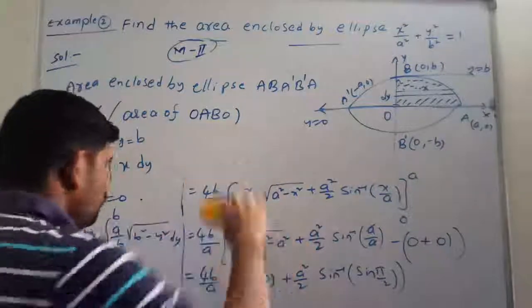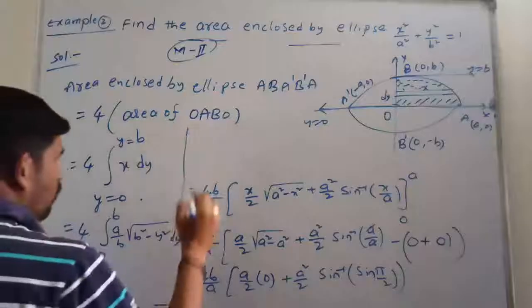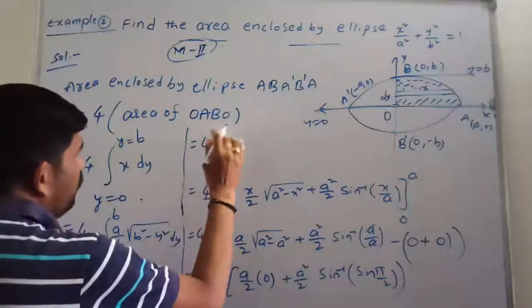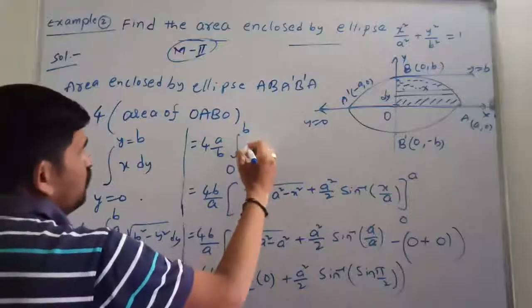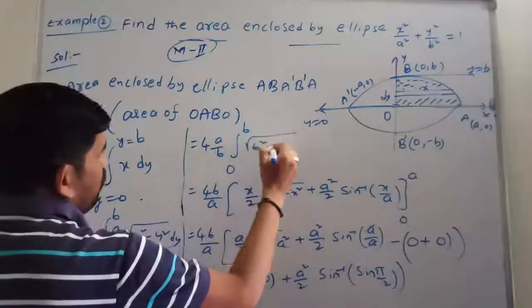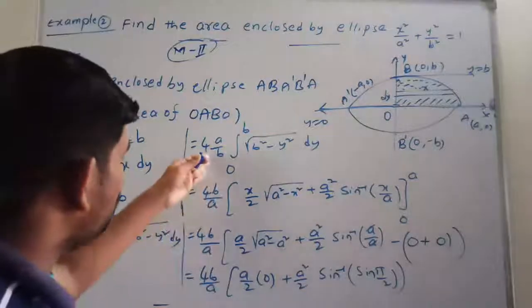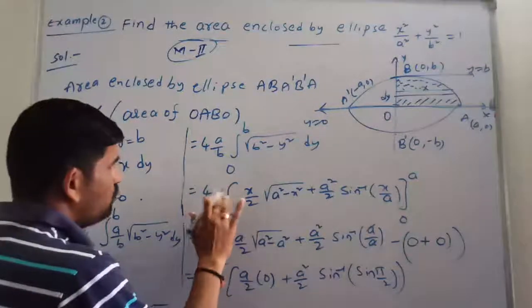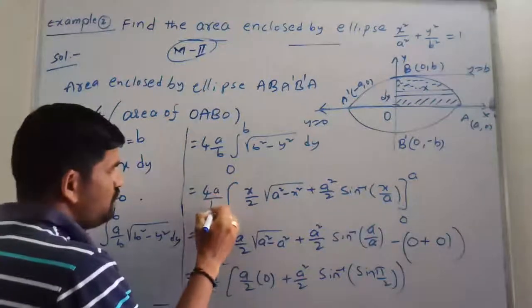After completion of this, take the a by b outside. So now I am writing here clearly 4 into a by b, integration 0 to b, root of b square minus y square into dy. Now after taking this, just changes will be there. In place of a we are writing b, in place of b is a. Yes, over.